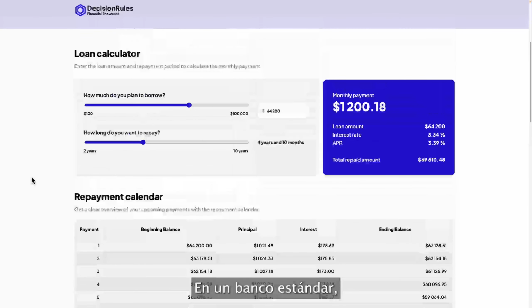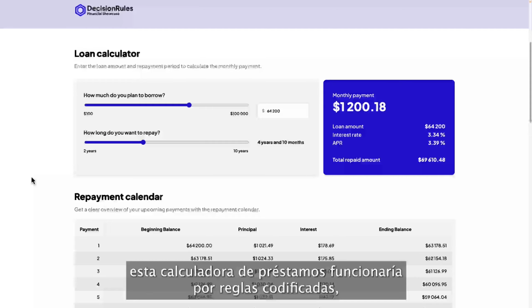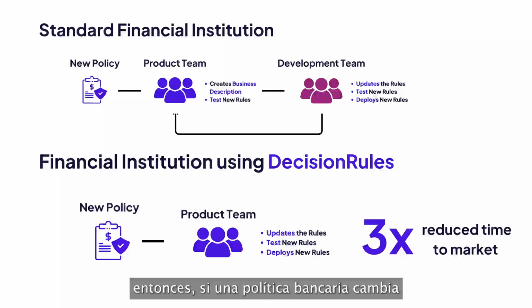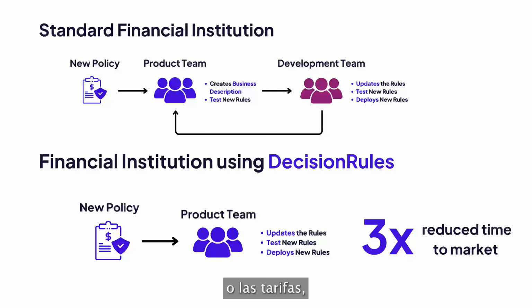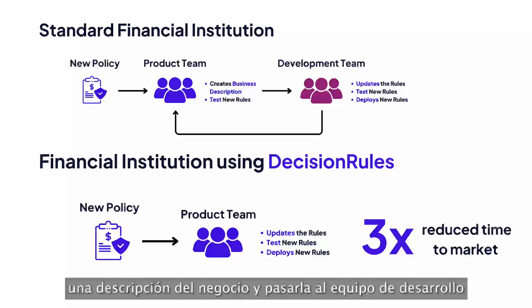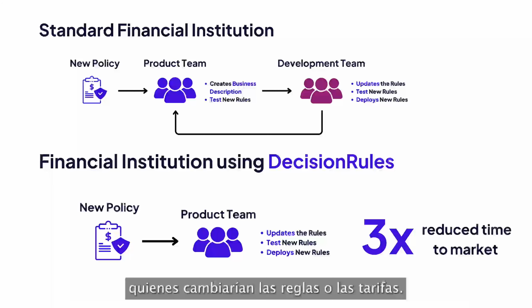In a standard bank, such a loan calculator would be powered by hard-coded rules. So let's say if a banking policy would change and the product team would need to change the rules or the rates, they would need to create a business description and hand over the task to the development team that would actually change the rule or the rates.